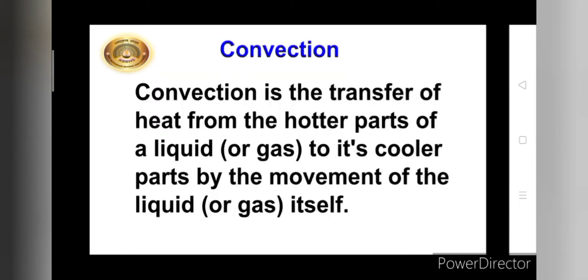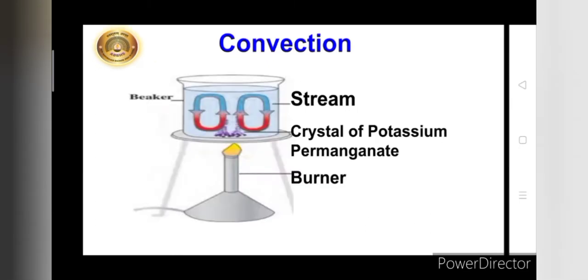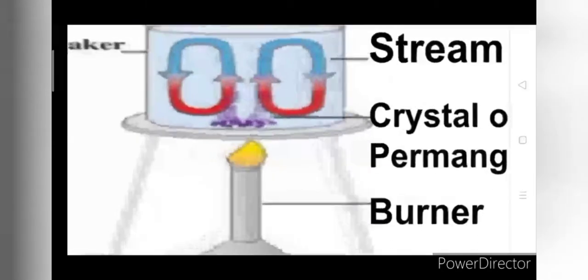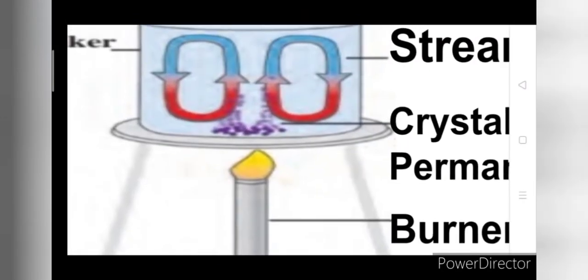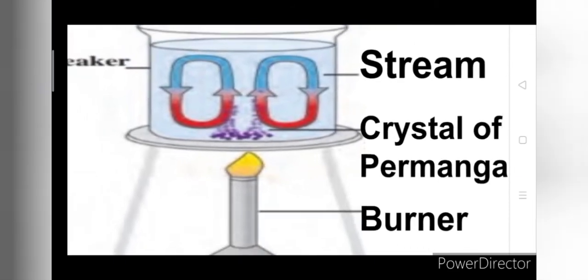Now, what is convection? Convection is the transfer of heat from the hotter parts of a liquid or gas to its cooler parts by the movement of the liquid or gas itself. In convection, there is the movement of the medium. Take a beaker and fill it with water. Small crystals of potassium permanganate are dropped carefully at the bottom of the beaker. As you can see in this figure, these purple colored crystals are of potassium permanganate.